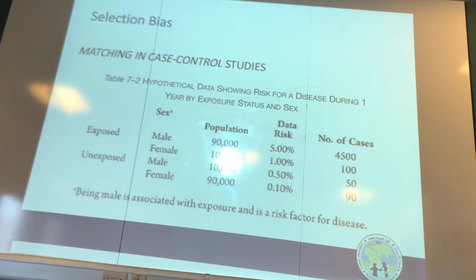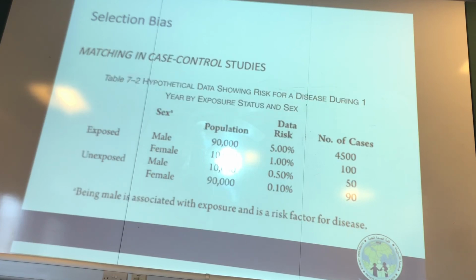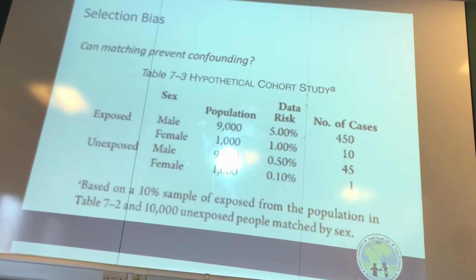Now, you can see here, I have an imbalance in the data, right? I have white unexposed females and exposed males. Right? Now, if we take a 10% sample of the exposed from the population and 10,000 unexposed people matched by sex, so now we'll do matching. Here it is unmatched. Here we did matching. Okay. So what will happen?